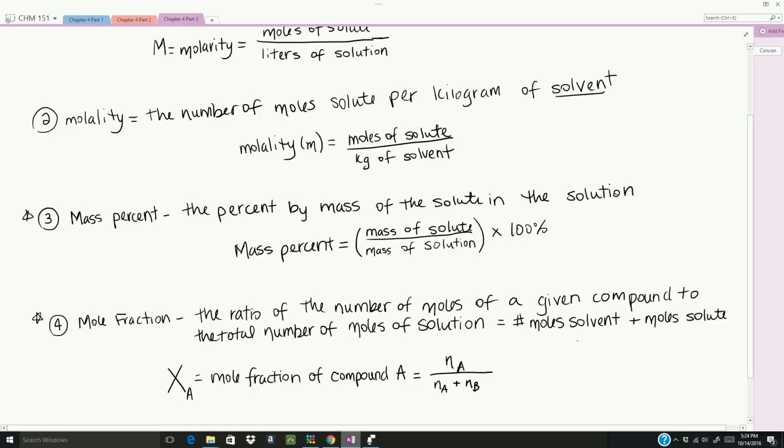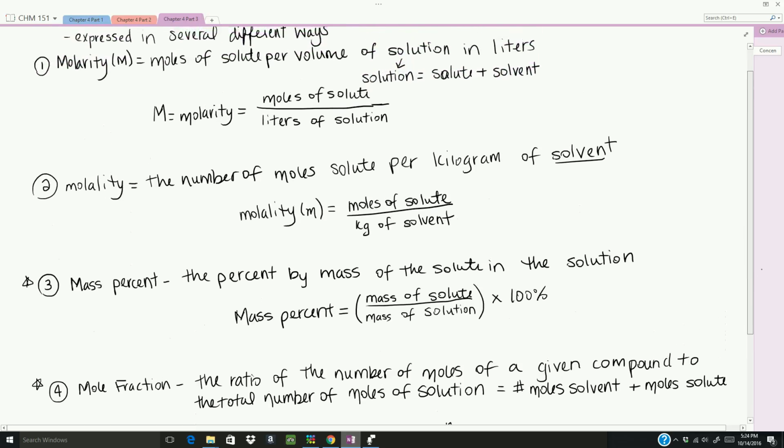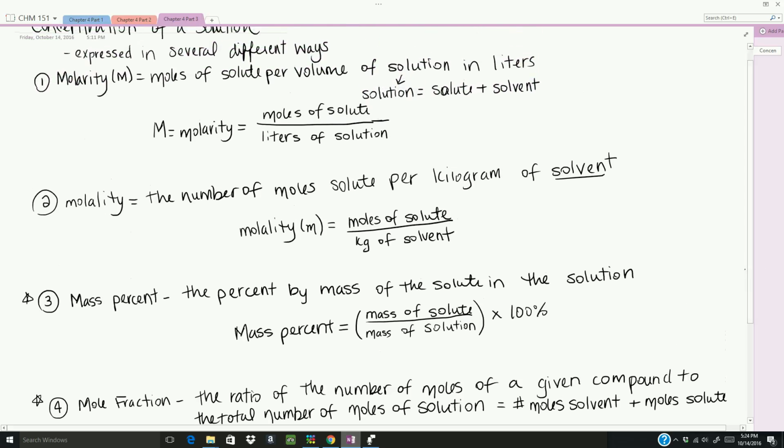Okay, so that's it for this video. In the next video, we're going to be doing some examples, going through each one by one. We're going to start with molarity. So that's going to be chapter 4, part 4 for the examples for molarity.